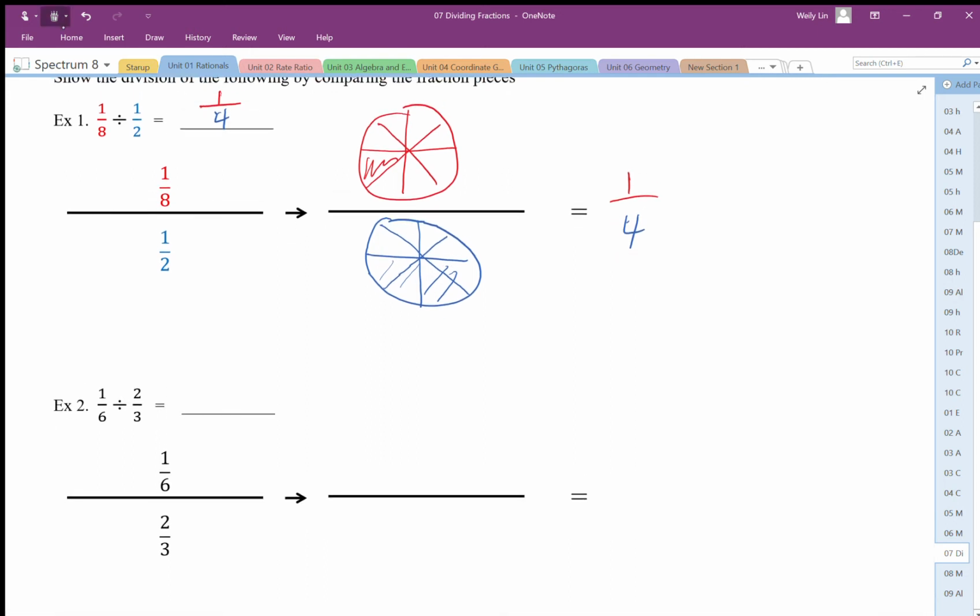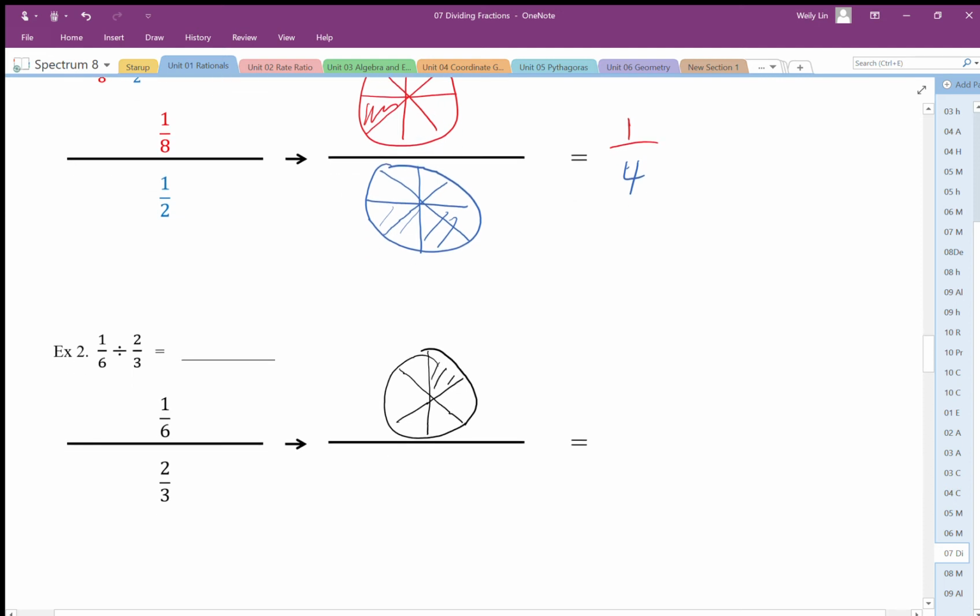So looking at this one here, same thing, we can just compare a 1/6 fraction. So here's my 1/6 fraction, and I can compare that to a 2/3 fraction. Okay, so I have 2/3 here. It's a little bit hard to tell, but it looks like 1/4 here. If I just kind of divide this up into the same size pieces, it's much clearer. I have one part compared to 4 parts in a ratio, so the answer must be 1/4.